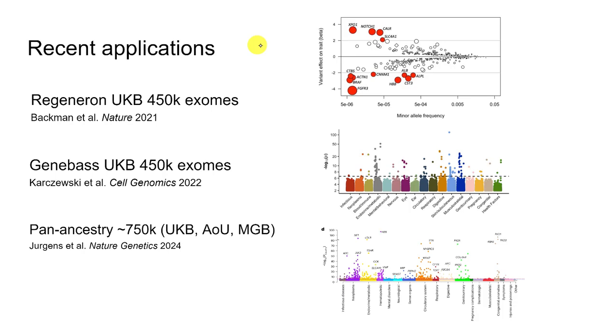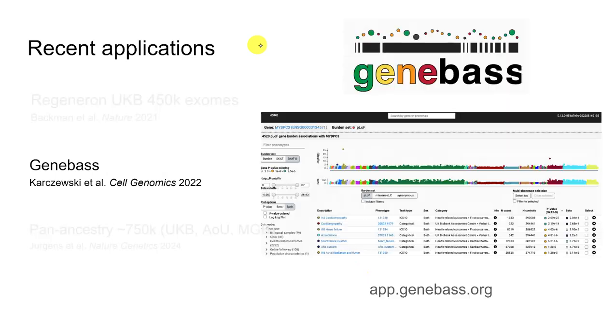Oh, okay. That's right. Okay, so there are a couple recent applications. I work with UK Biobank, so I'm just going to give all the examples that relate to UK Biobank. There are 2 papers on UK Biobank 450K exomes, one from Regeneron and then one slightly later from a group at the Broad. And then very recently there was one that was looking at pan-ancestry gene burden effects using UK Biobank, All of Us, which is a newer data set from the US, and then a biobank from, I think, Boston. But I'm just going to focus on GeneBAS.